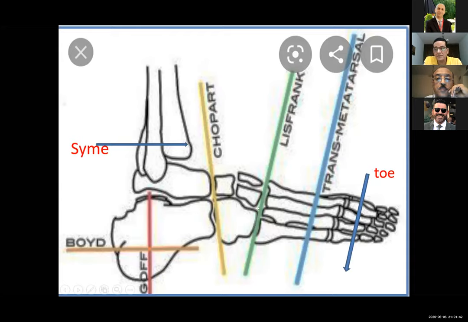What about Lisfranc? Lisfranc is tarsometatarsal: this tarsal bone, this metatarsal bone. This level is Lisfranc, and this level is Chopart amputation. Chopart joint is between the tarsal bones and the talus. Then the Boyd amputation: I remove the talus and this area of the calcaneus and make an arthrodesis between the tibia and the calcaneus. This is called Boyd amputation. If the amputation is here, it is called Syme amputation. So Syme is most proximal, then Boyd, then Chopart, then Lisfranc, then transmetatarsal, then toe amputation.